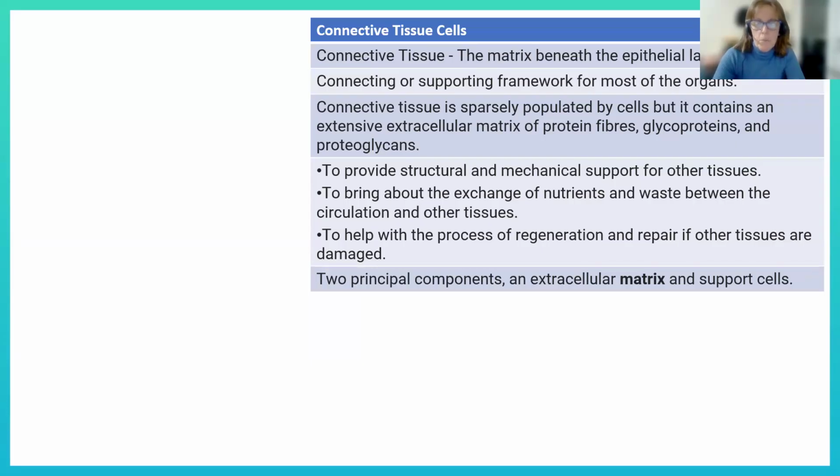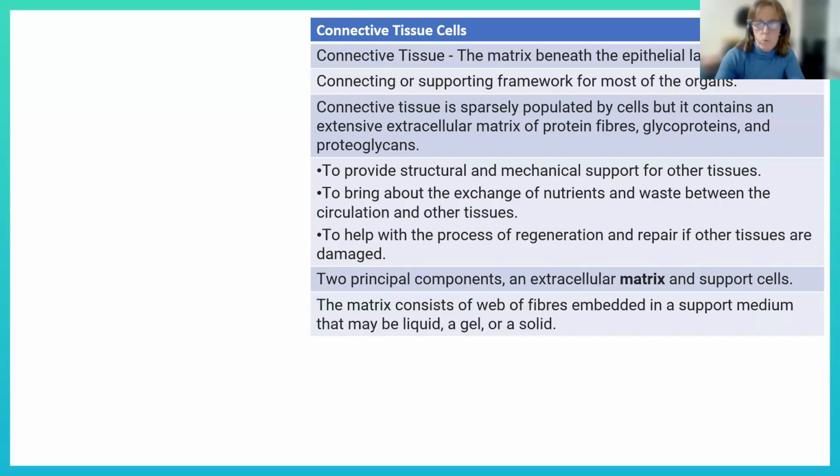So the two main components are the extracellular matrix, the stuff that's outside the cell, which is mostly proteins and fibres, and support cells. The matrix itself basically consists of fibres embedded in some sort of support medium. And that support medium could be a solid, a liquid, as with blood, or a gel.